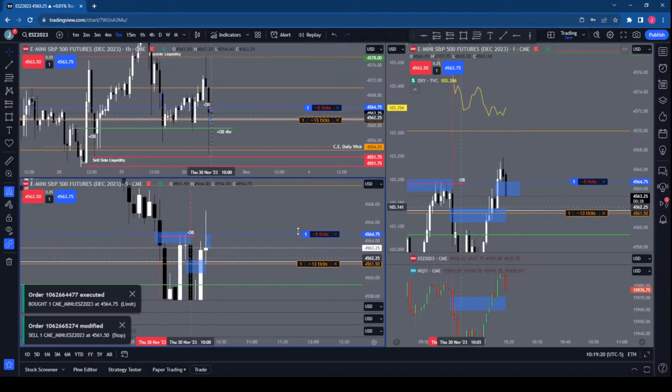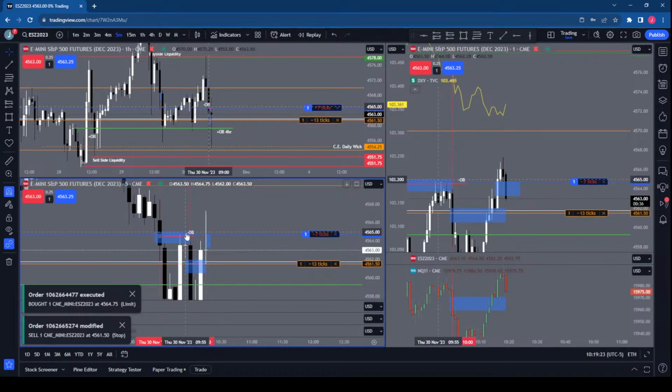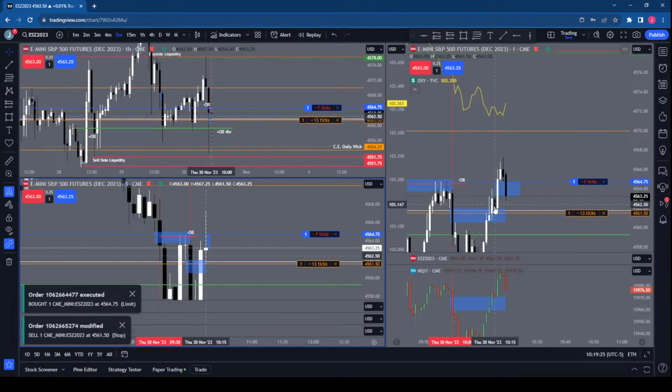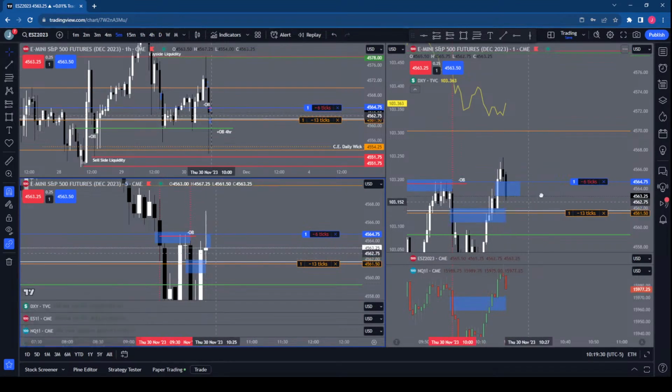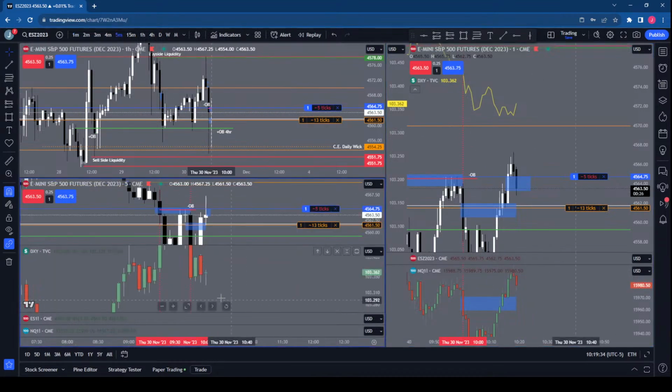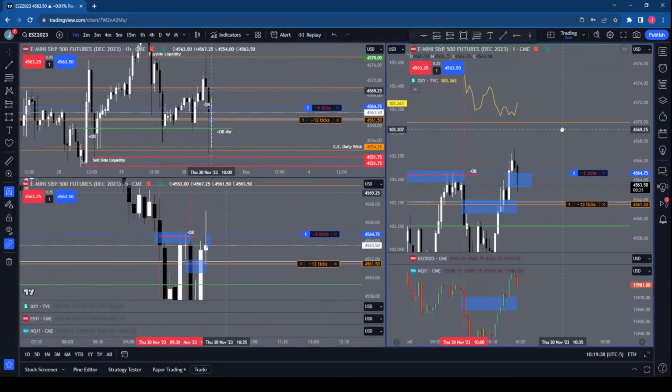Okay, so we have to be careful because we didn't get that 5-minute close. See how it's turned into a big wick. We have the stop right before this down close candle. The dollar didn't get that shift on the 5 yet. So let's see how it plays out.